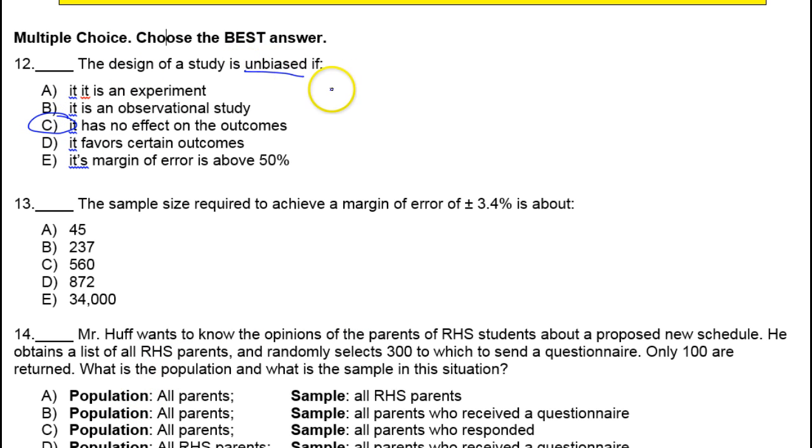Unbiased means you don't want your survey questions affecting the outcome. So if the design of your study doesn't affect the outcomes, that's what would make it unbiased.